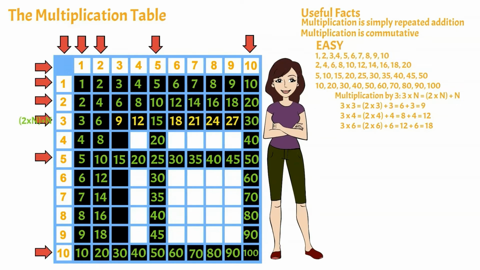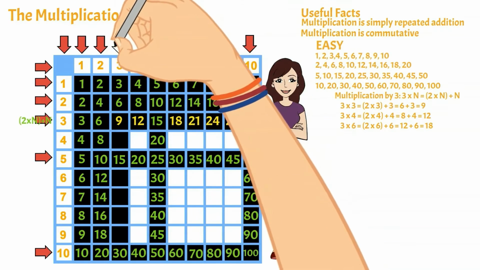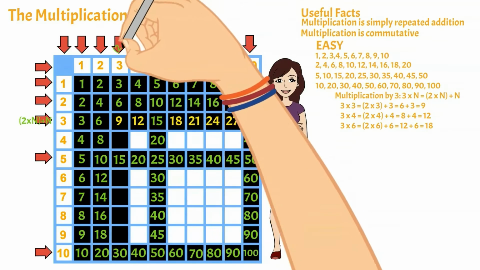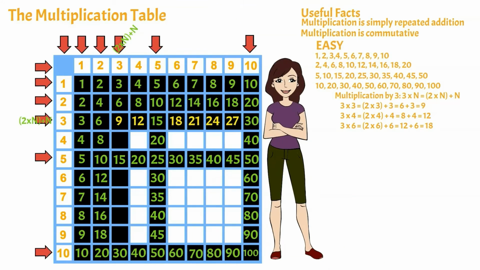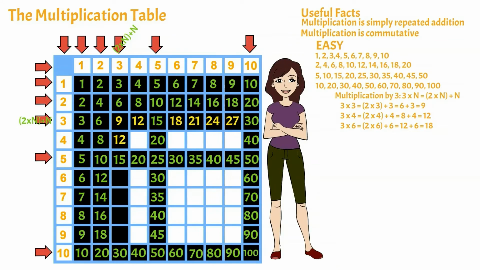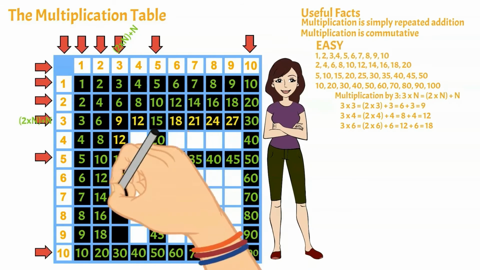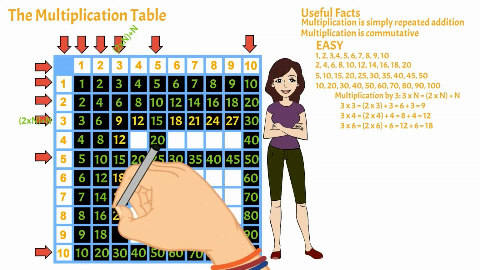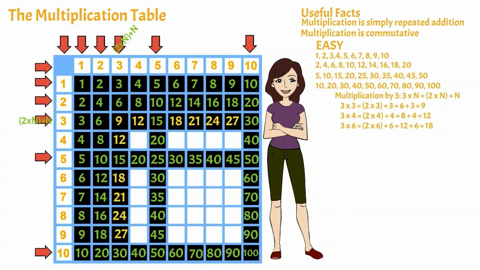3 times 10 equals 30. This is part of the easy ones because of factor 10. If we do this the other way around, it will give us the same answers. So here, we will also have 3, 6, 9, 12, 15, 18, 21, 24, 27, 30.